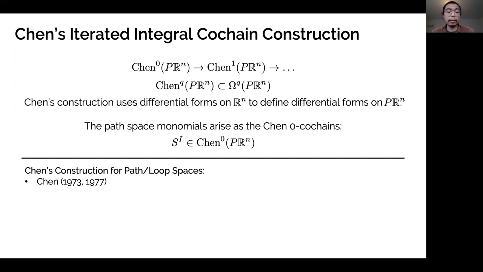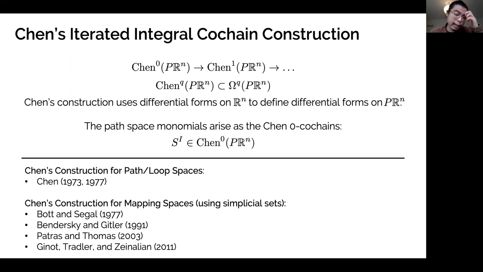This was originally done by Chen in the 70s, but this was later extended to the setting of mapping spaces by a series of authors. The first paper that spelled everything out is this paper by Patres and Thomas. And there's a very nice exposition which lays everything out in the context of these higher Hochschild complexes in this paper by Ginot, Tradler, and Zeinalian. And all of these constructions were done in the simplicial setting.